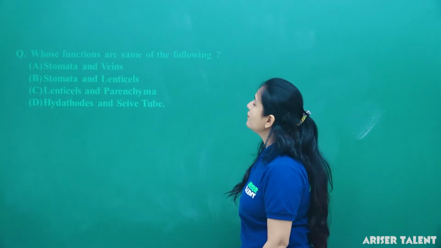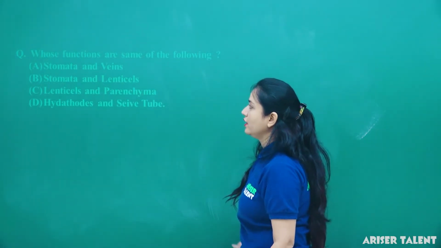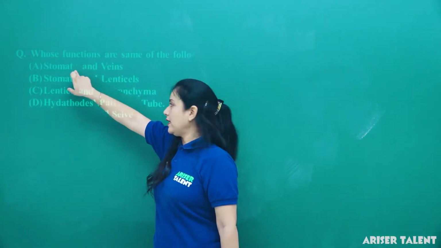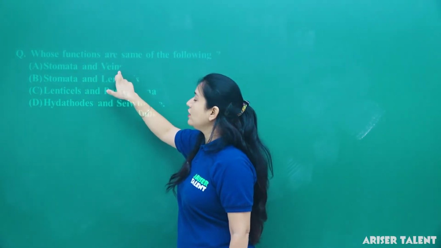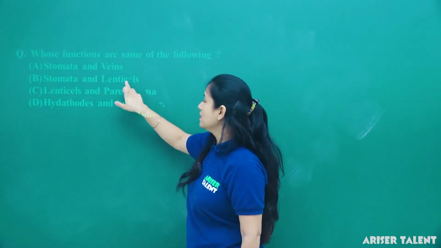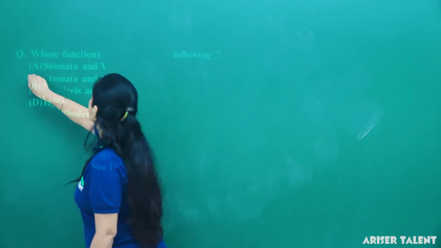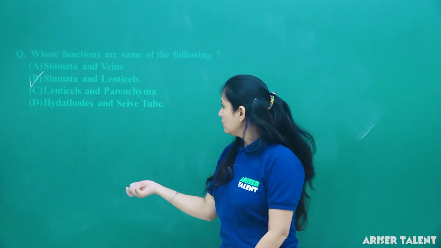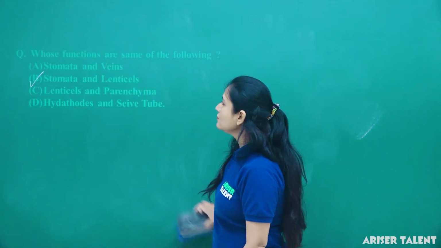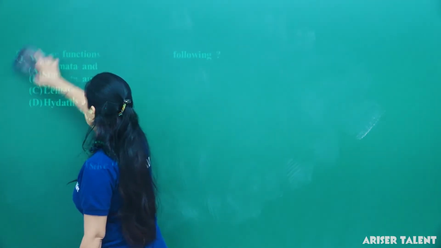Next is: whose functions are the same among the following? Stomata and veins? No. Stomata help in the exchange of gases. Veins do not exchange gases. Okay. Stomata and lenticels, yes, they both perform the same function. They help in the exchange of what? They help in the exchange of gases. Option B.